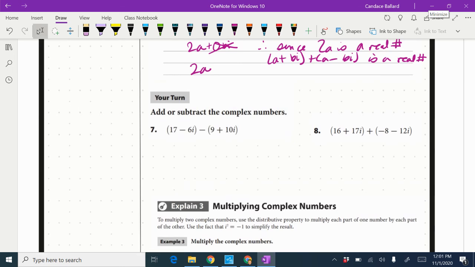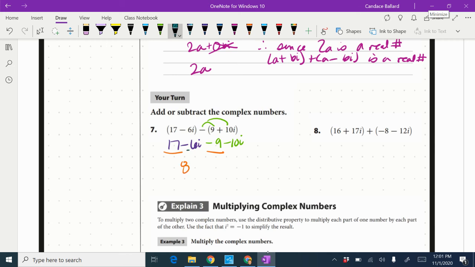Now we're going to go ahead and do the your turns. Notice we are subtracting, so subtracting means that I need to distribute that through first. So I am going to have 17 minus 6i, and then -9 minus 10i. And then we're going to do combining like terms. So 17 minus 9 is going to be 8.